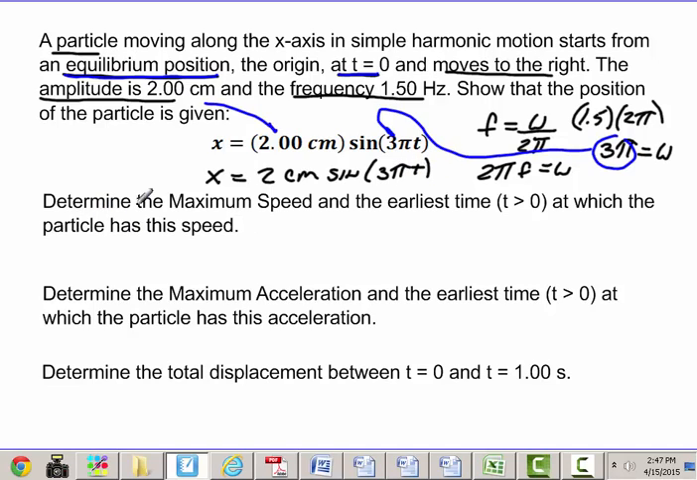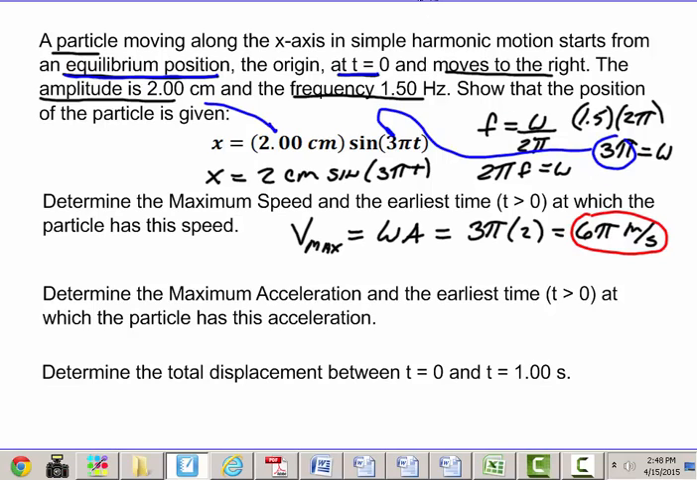Alright, next question. Determine the maximum speed and the earliest time when t is greater than 0 at which this particle has this speed. The easiest way to find v max is to go back and say omega times A, which will give me 3 pi times the amplitude, which we'll keep in 2 centimeters. That's going to give me 6 pi. So 6 pi meters per second is going to be my maximum velocity.